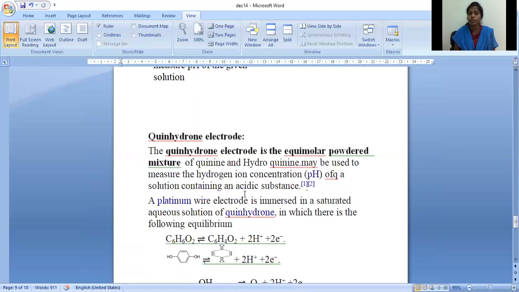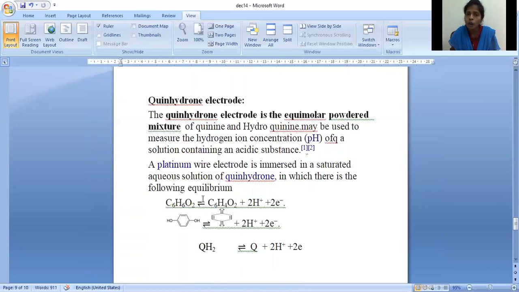Let us see how to construct the quinhydrone electrode. There is no construction of the quinhydrone electrode because it is available in powder form. So we need to represent the quinhydrone electrode as an electrode. To show this as an electrode, we use another electrode, that is the supporting electrode. That supporting electrode is a platinum electrode. A platinum wire electrode is immersed in a saturated aqueous solution of quinhydrone.